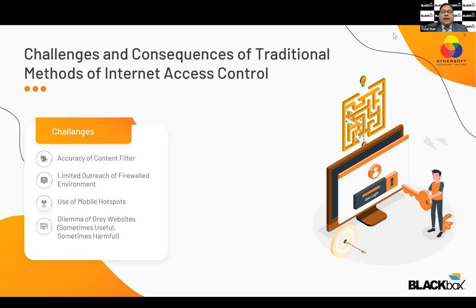The first challenge is accuracy of content filter. So most of the DLP and firewalls work on content filter. They have categories of internet websites, and we can allow or disallow those categories. It is like e-commerce website category. It is like stock market website category. It is like storage, cloud storage category. So they have their own database and they classify billions of websites on internet in these categories.